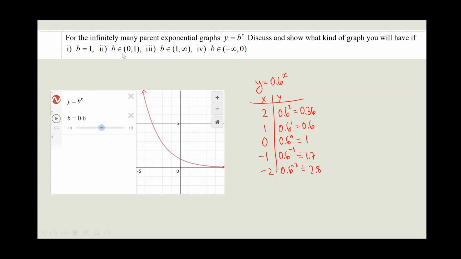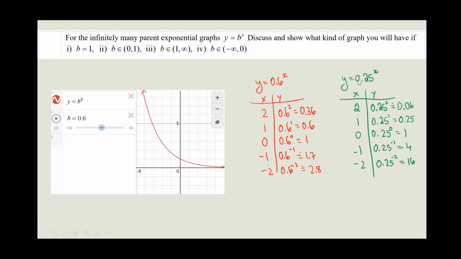So let's move on to another type. If the base is between 0 and 1, for example, here we have 0.6. So this is a table of values for the one that's already done in Desmos. What we're going to do is take a look at another base that is also smaller than 1, but positive. So 0.25. If we put in any values for x that you wish, I usually tell students to choose some positives and some negatives and put them into your parent equation. So 0.25 squared would be approximately 0.06 and so on.